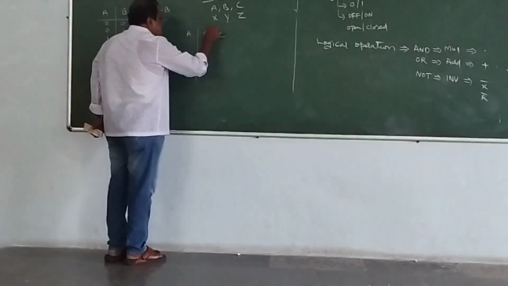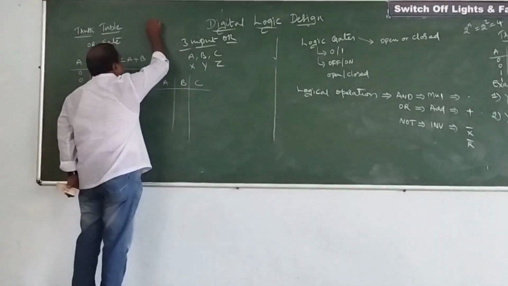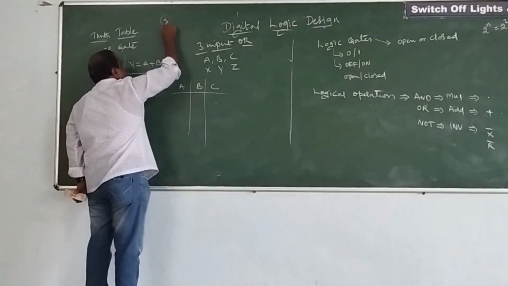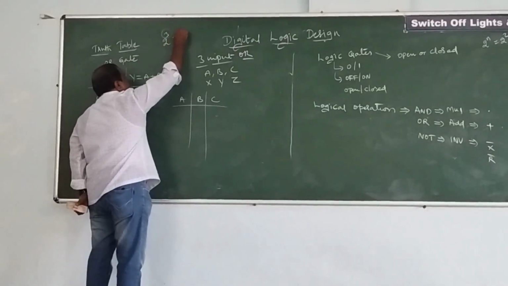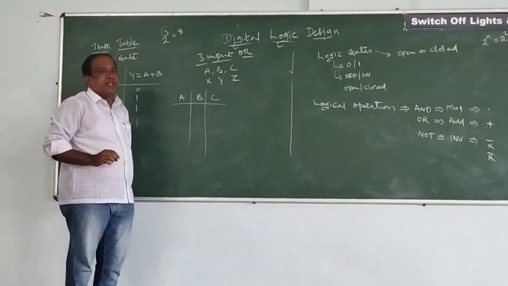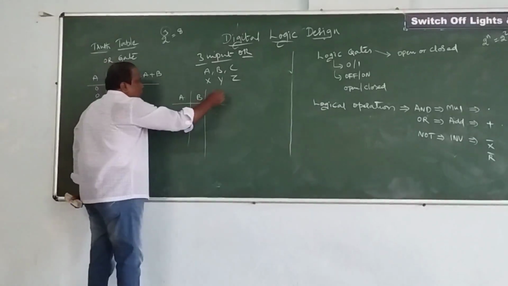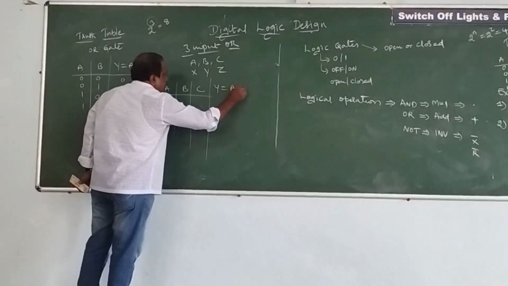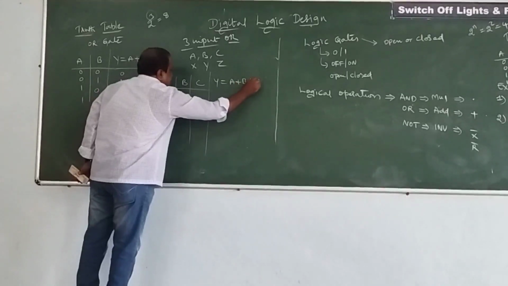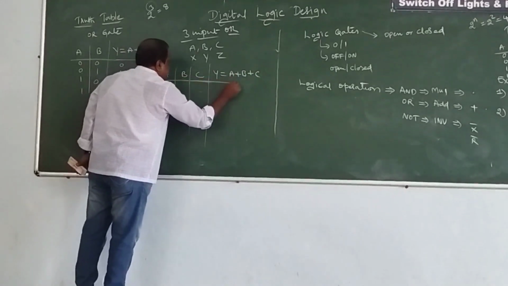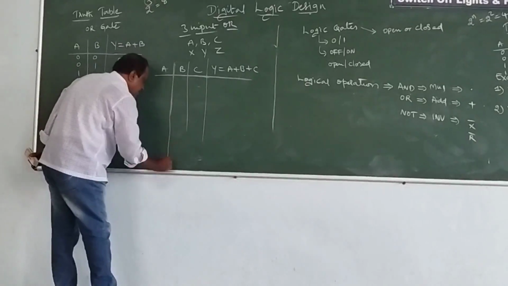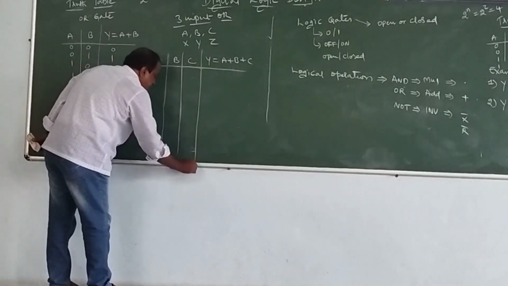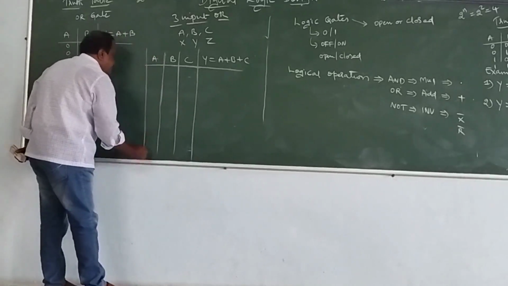But when you are taking this, we have A, B, C as a 3 input. So 3 inputs means how many combinations are we going to get? As it is 3 variables, 2 power 3, we are going to get 8 combinations. We are going to form these combinations with the expression A plus B plus C. You can see how we are going to form the truth table of the OR gate.